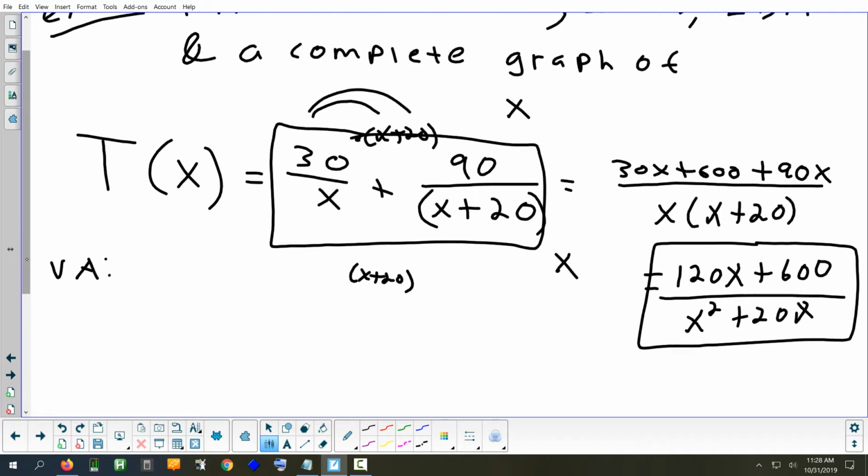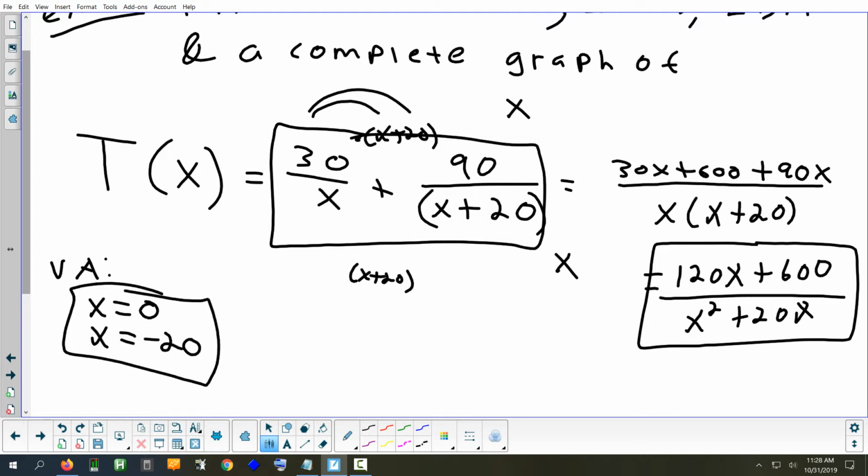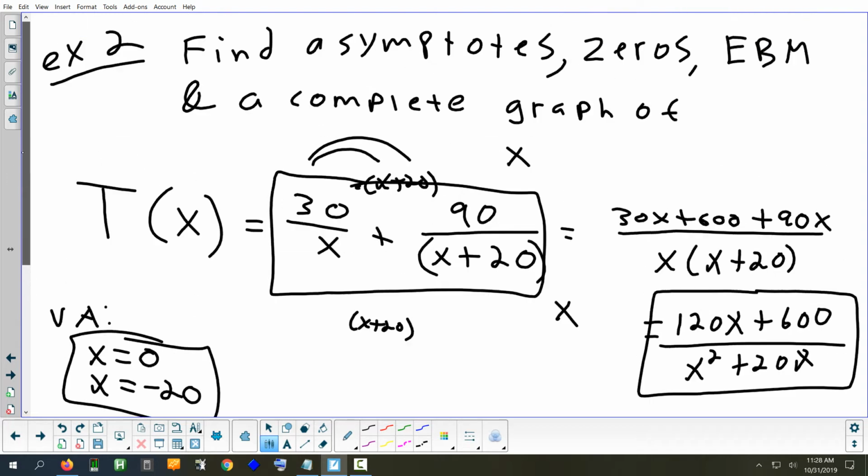So what are the two values for x that would cause me to divide by 0? Eric? 0 and negative 20. Yep. I'm not saying negative 20 makes sense in this word problem, because that'd be negative 20 miles an hour. That doesn't make sense. But they just said to find all this stuff, so I'm just going to find it.